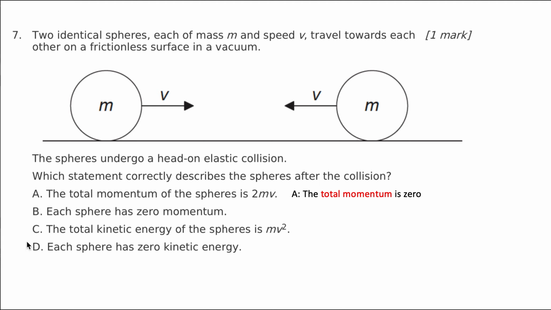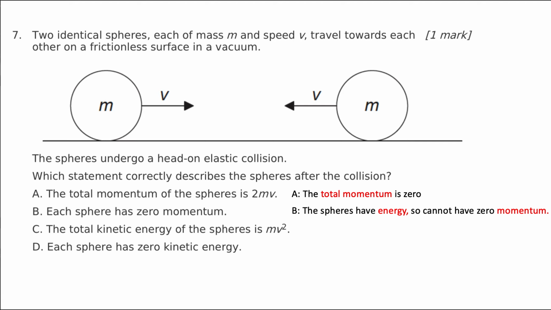Let's have a look at B. We've got an elastic collision, and therefore we're expecting these spheres to have some kinetic energy. If they have kinetic energy, they certainly do not have 0 momentum, and so therefore that answer is ruled out.